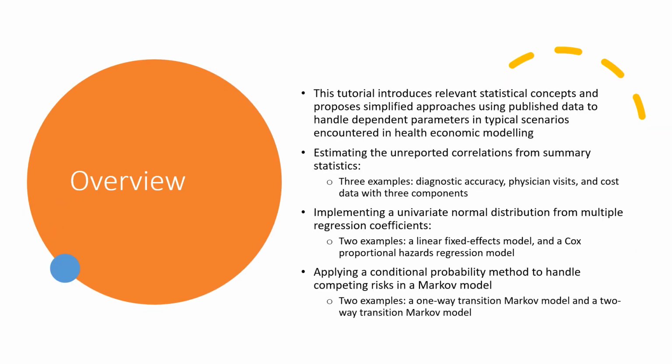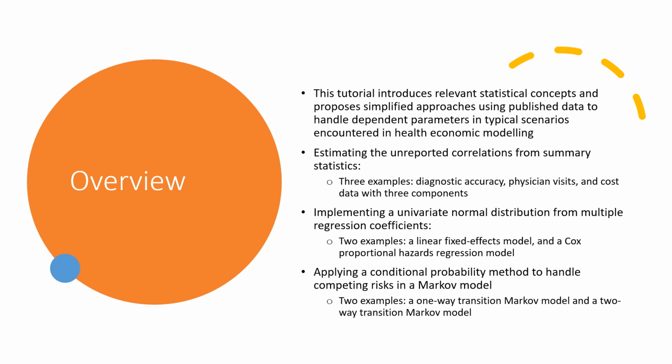This tutorial introduces relevant statistical concepts and proposes simplified approaches using published data to handle dependent parameters in typical scenarios encountered in health economic modeling. Compared with existing methods, these new approaches are easier to implement for health economic modelers.